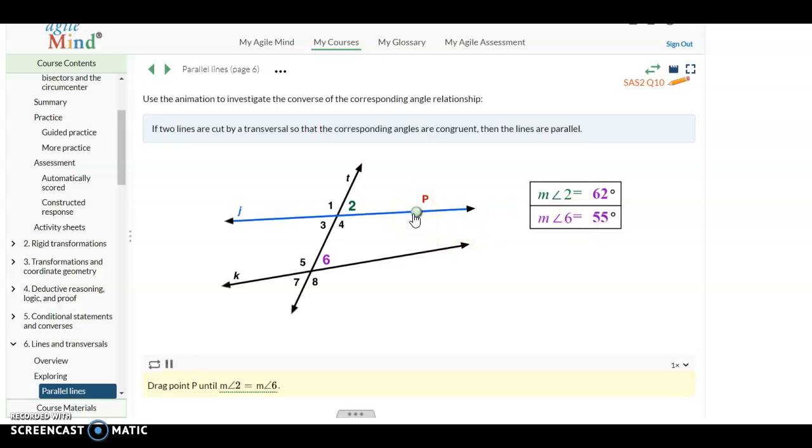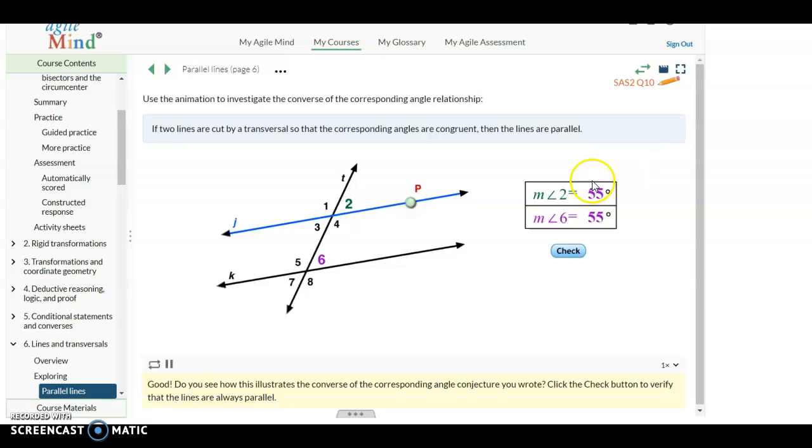So as soon as I move point P and make angle 2 congruent to, if I can do it, and make it congruent, good night, I can't get it there. Oh, there we go. And make the measure of angle 2 and the measure of angle 6 both 55 degrees. Now the corresponding angles are congruent, and voila, our lines are parallel as a result. So that illustrates the converse of the corresponding angle theorem. So if the corresponding angles are congruent, then yes, the lines have to have been parallel.